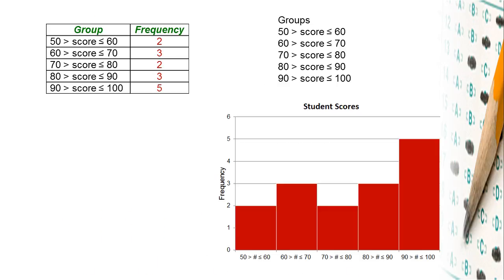The histogram represents the frequencies for each group and provides a good visual of the distribution of the data.